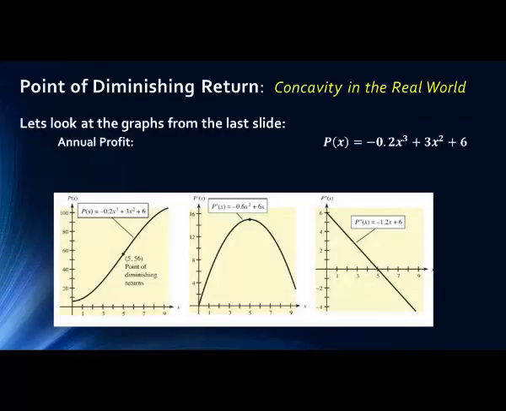Let's look at the graphs from the last slide. These are all three graphs. The first graph is actually the profit function, P of x. And you can see a little bit, it's not really intuitive or apparent that it's moving from concave up to concave down. At 5, 56, what's actually happening is our tangent lines are moving from beneath the graph to above the graph, if we could see them drawn in there. And at 5, 56, it's moving from concave up to concave down.